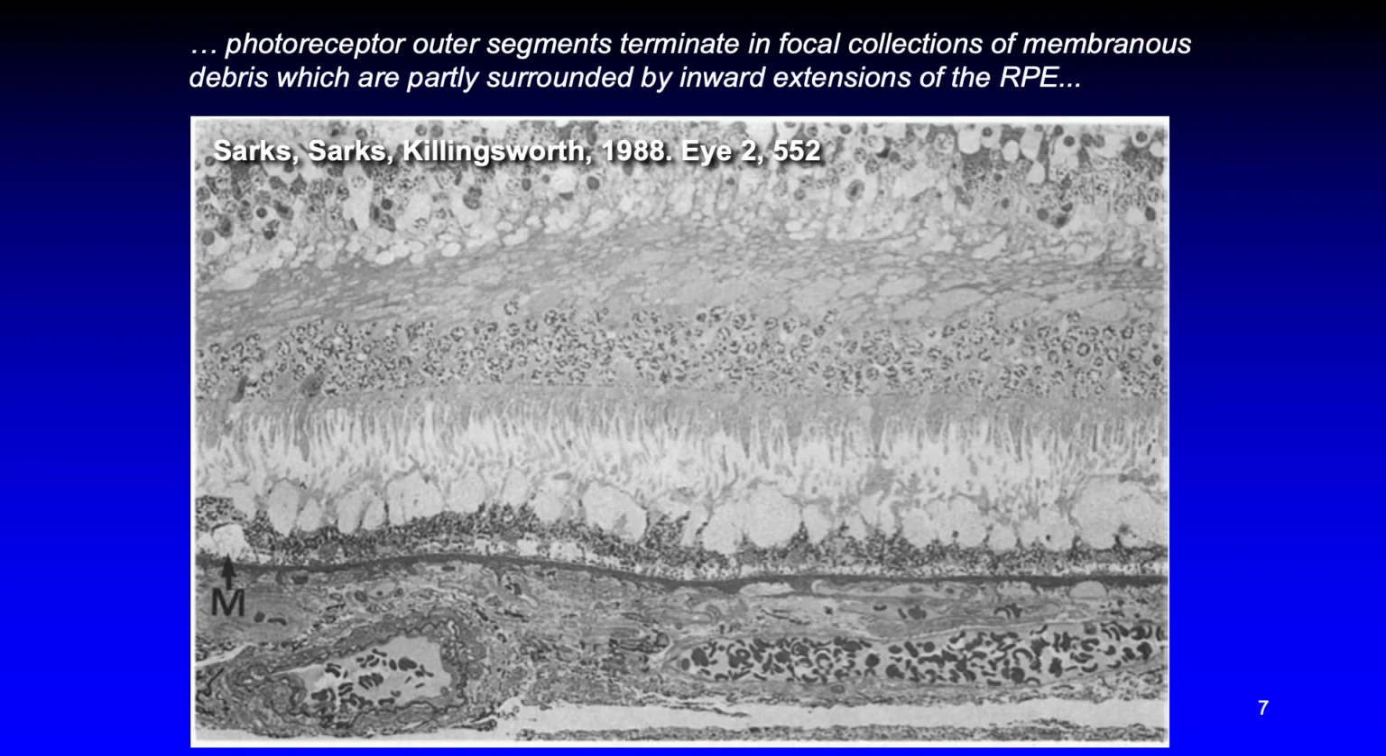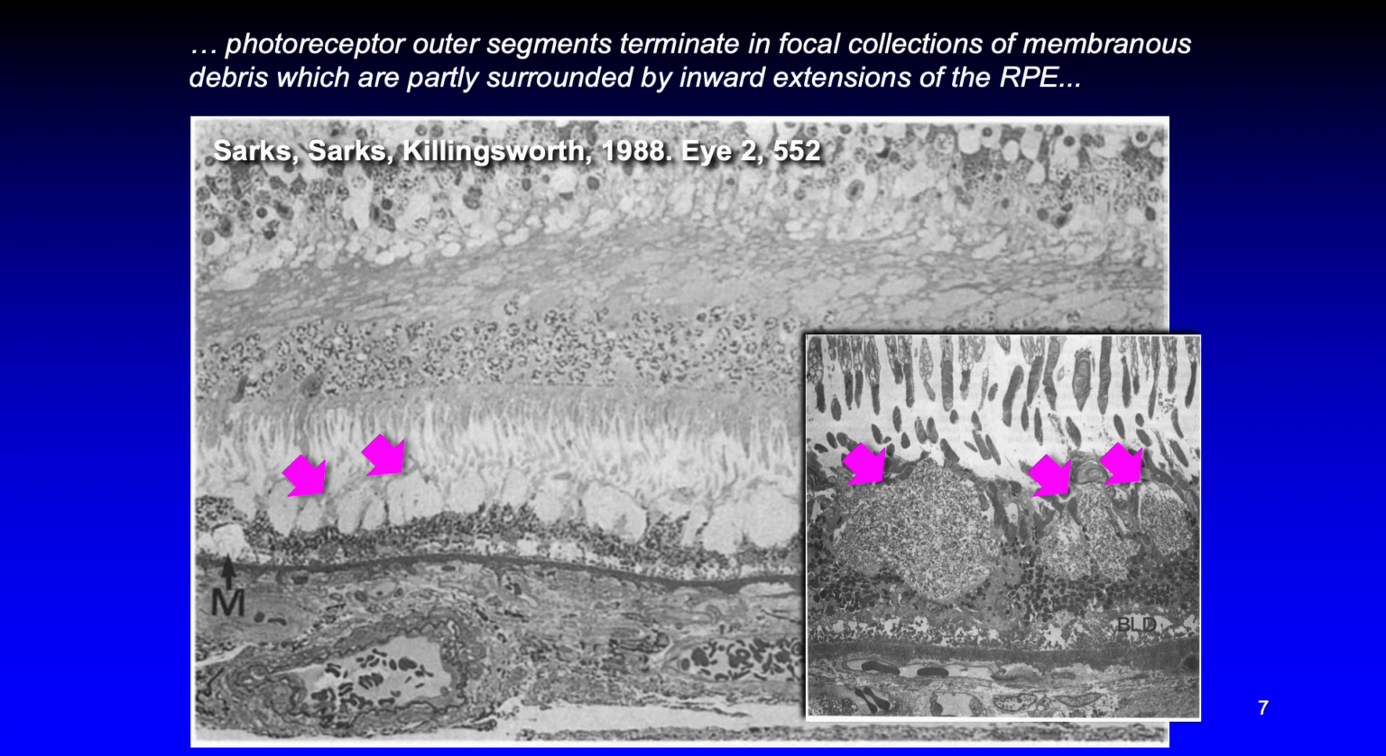The story started in 1988 when Shirley and John Sarks illustrated but did not name these deposits in their electron microscopic study of geographic atrophy. You can see from the quote, the photoreceptor outer segments terminate in focal collections of membranous debris, which are partly surrounded by the inward extensions of the RPE.